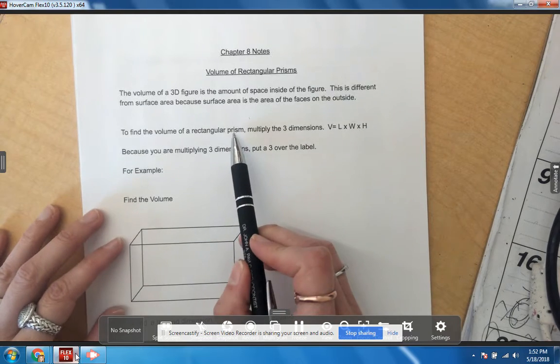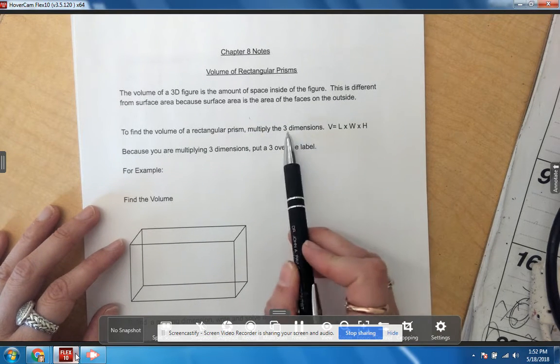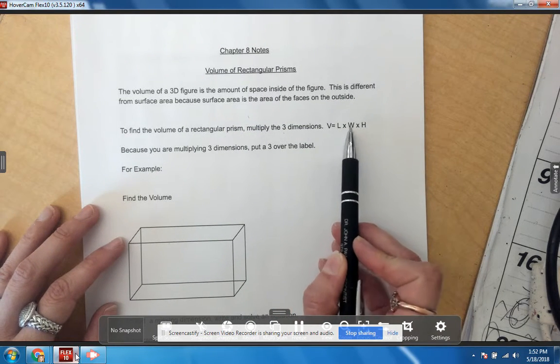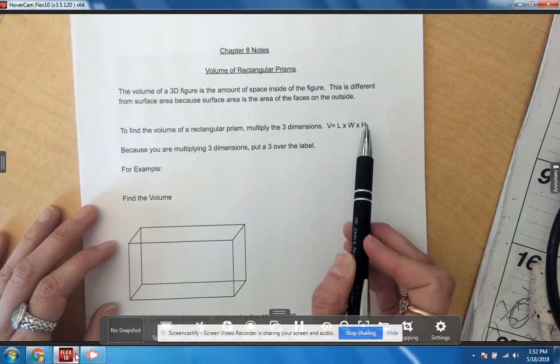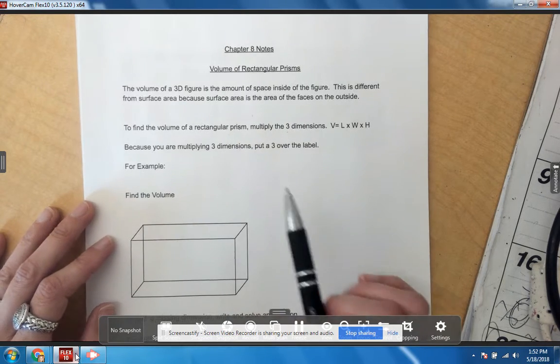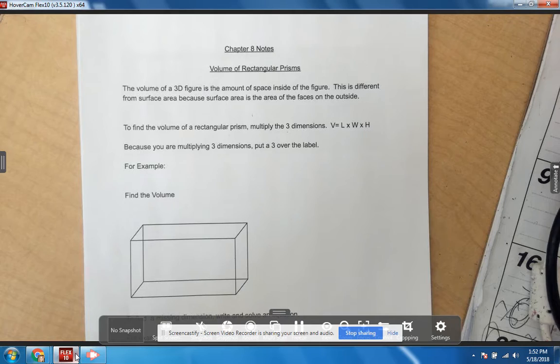To find the volume of a rectangular prism, all you need to do is multiply the three dimensions. So length times width times height in whatever order you want. Because you are multiplying three dimensions, you put a 3 over the label.